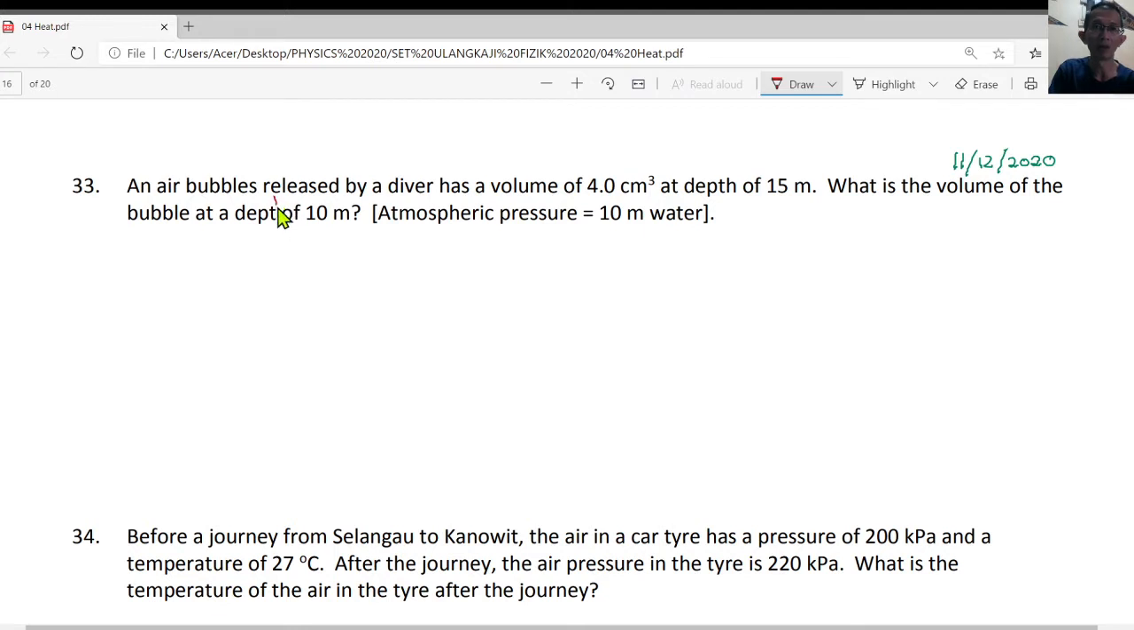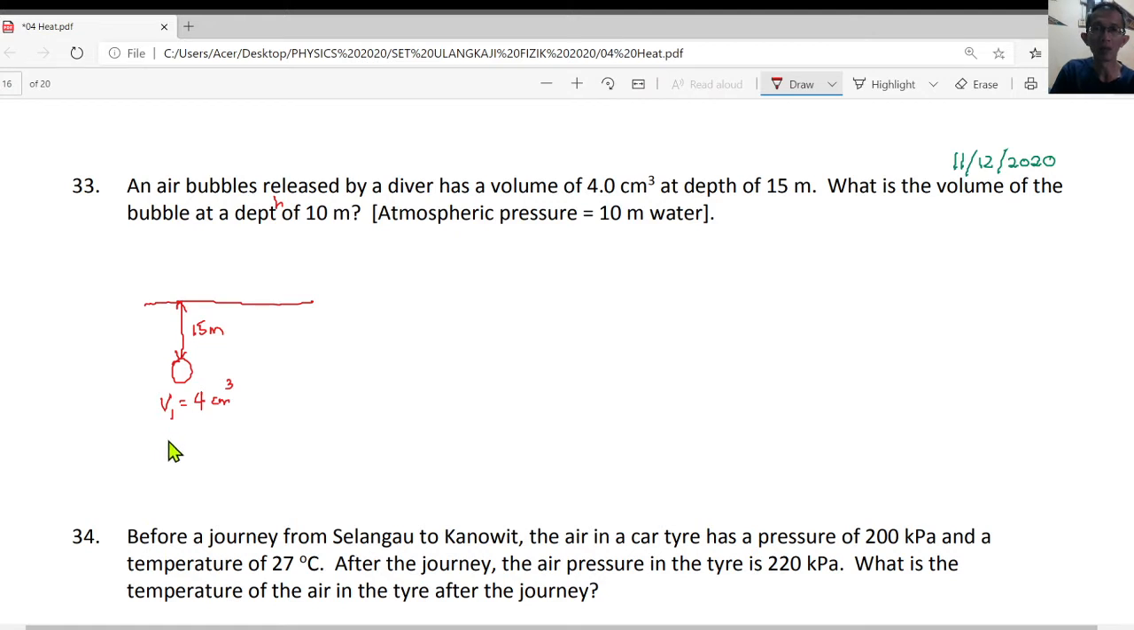Okay, I missed my m here, of 10 meter. So what do I have here? I have a surface of water, and then I have an air bubble down here. The distance from the surface to the air bubble is 15 meter. And then the volume, I put here V1, that would be 4 centimeter cube.